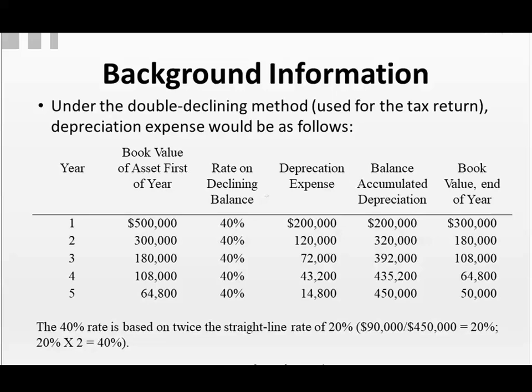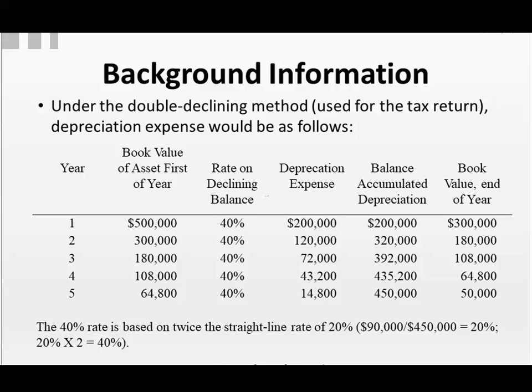So you can see on the tax return, you take the $500,000 asset in the first year, you would depreciate $200,000, not the $90,000 that's being depreciated on the books. Then the balance became $300,000. Second year, you took the $300,000 times 40% and depreciated $120,000. So the depreciation was not 90, 90, 90, 90, 90. It was 200, 120, 72, 43.2, and 14.8.